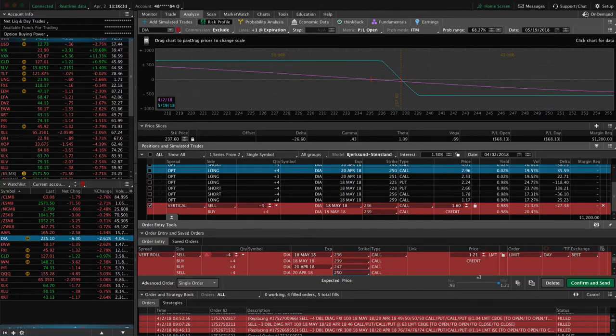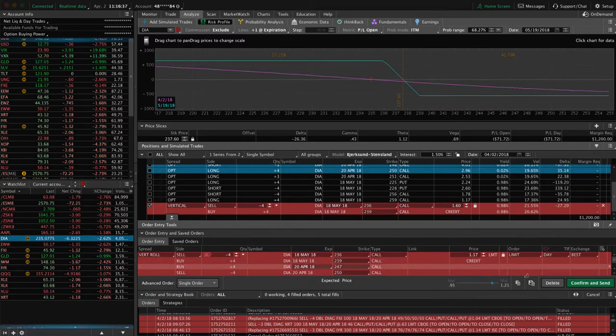That's the whole basis of this type of trade. So let's move that down to 117 and see if we get filled there.